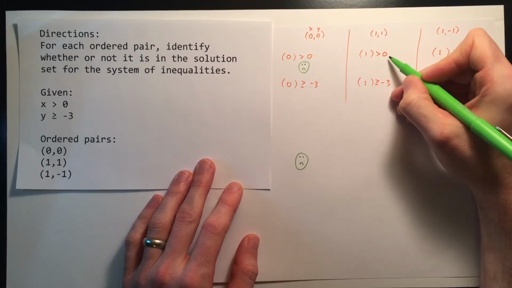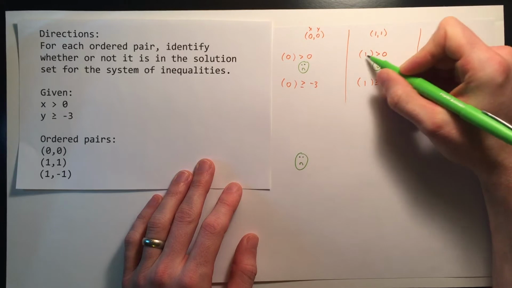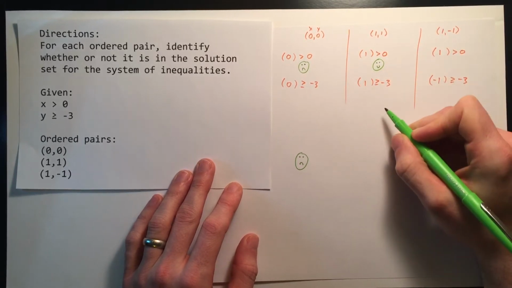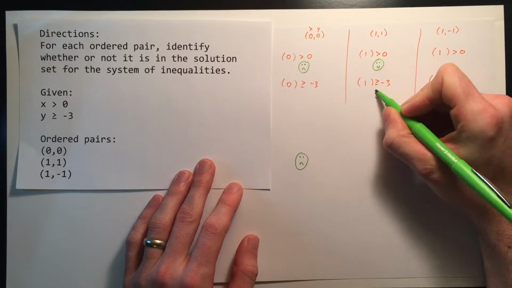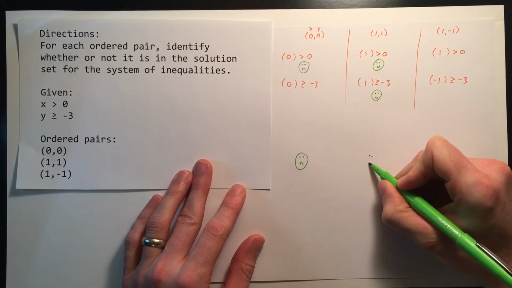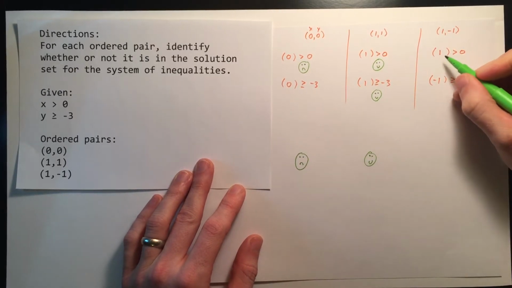Is 1 greater than 0? Yes, it is. So this time, this ordered pair is a solution to this inequality. Now we have to go ahead and check the other one. Is 1 greater than or equal to -3? Yes, it is. And because this ordered pair is a solution to both inequalities, it is a solution to the system of inequalities. On to the third problem.